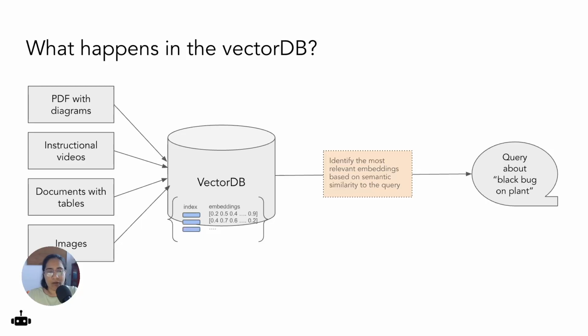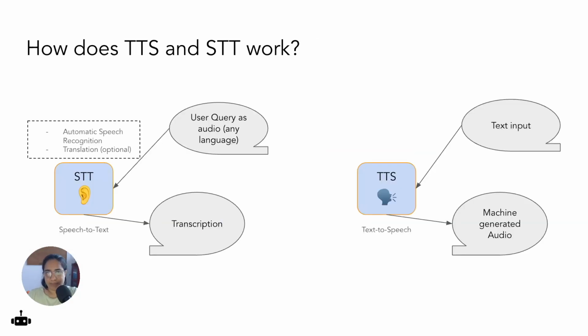We've just spoken about it. You can add your PDFs with diagrams, your instructional videos, documents, images, and they'll create this indexed embedding like we saw. And then, suppose you asked a query about a black bug on a plant, it's going to bring in that right set of words, make a semantic similarity, and give you an answer.